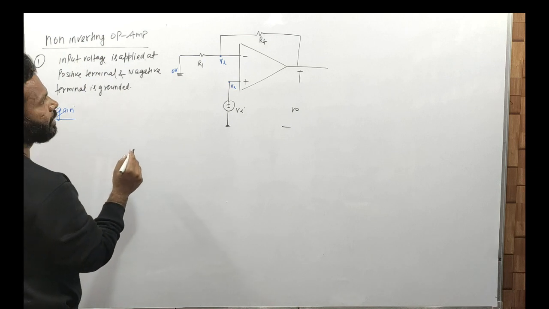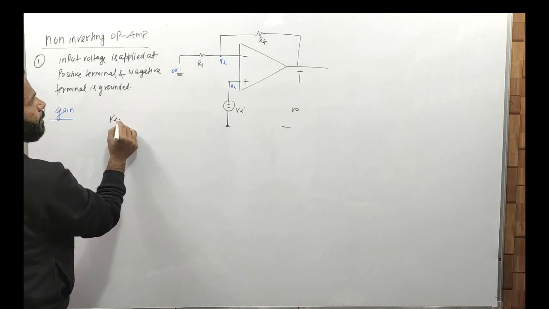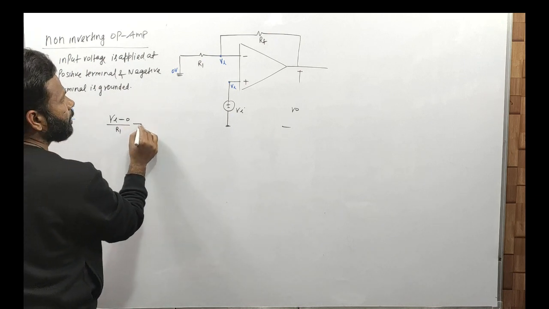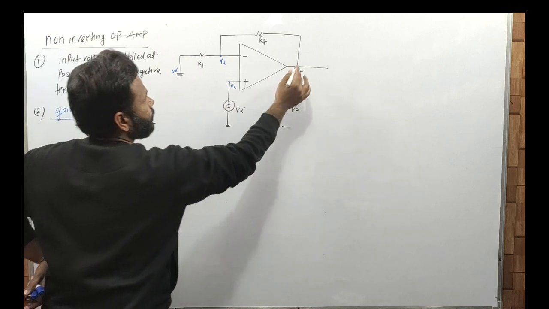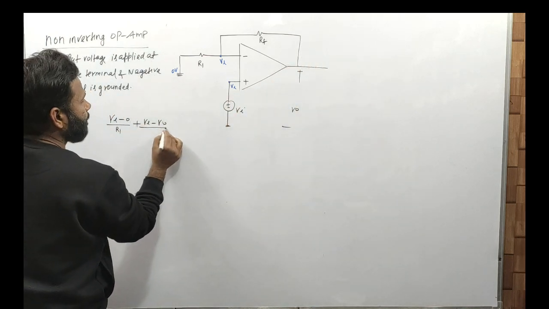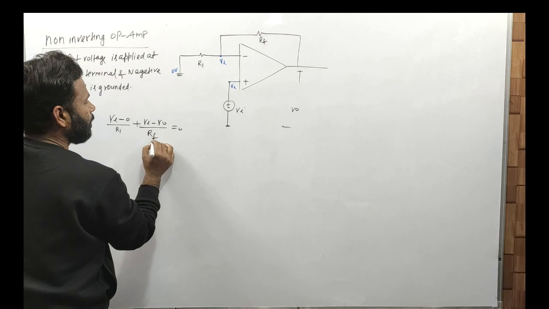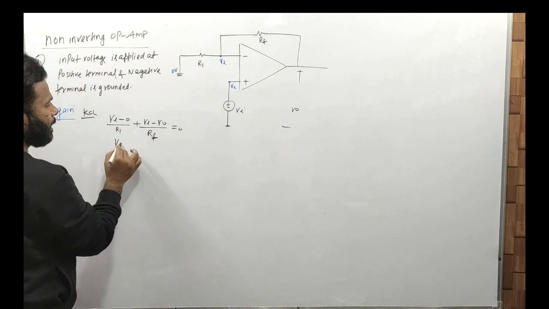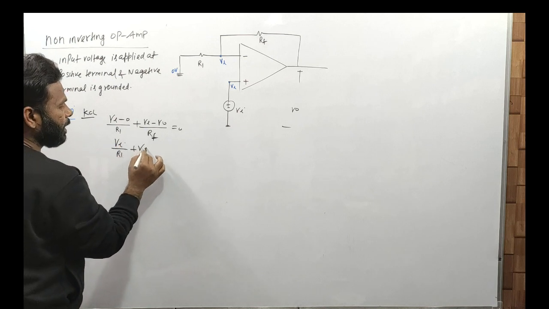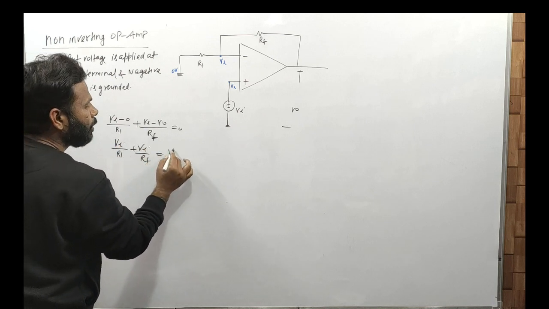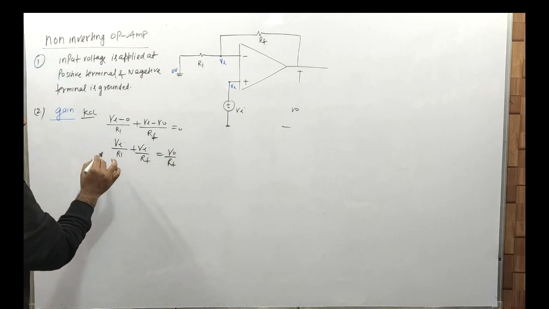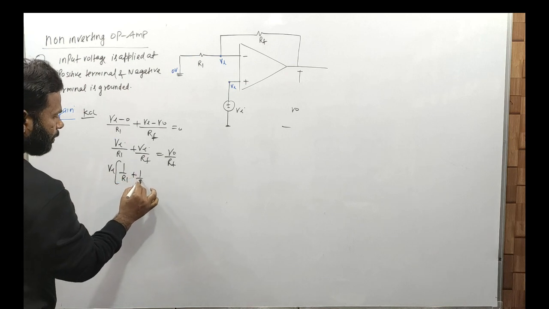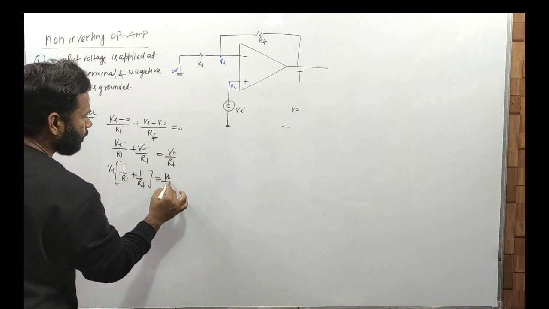So if you apply the KCL, then we have Vi minus 0 divided by R1. Clear है? Then Vi minus V0 upon RF is equal to 0, according to the KCL equation. Then we have Vi upon R1 plus Vi upon RF equals V0 upon RF. Now Vi common from this side, 1 upon R1 plus 1 upon RF equals V0 upon RF.